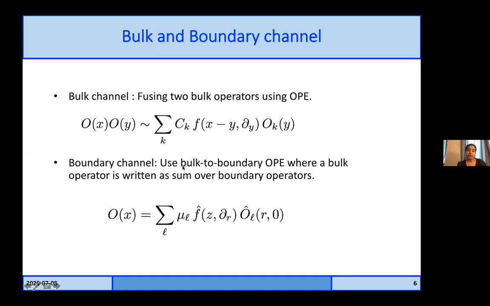Now in the boundary channel, we use the bulk to boundary OPE, where we write a bulk operator as a sum over an infinite number of boundary primary operators. So this is how it goes. Here we have a sum over l, which stands for the boundary operators. I'll denote the boundary operators by this hat, and these are functions of R only because they live on the boundary. The mu_l's are the boundary coefficients associated with this.